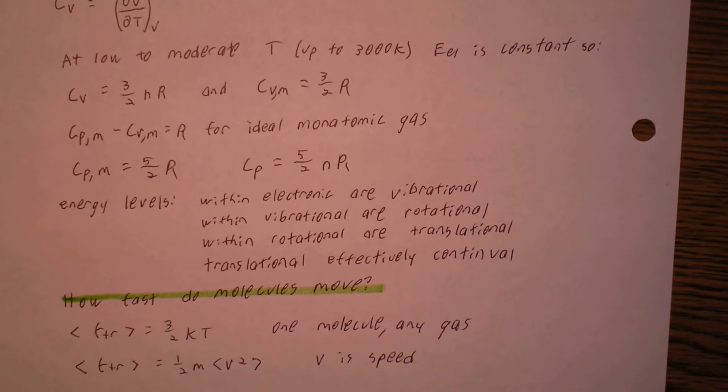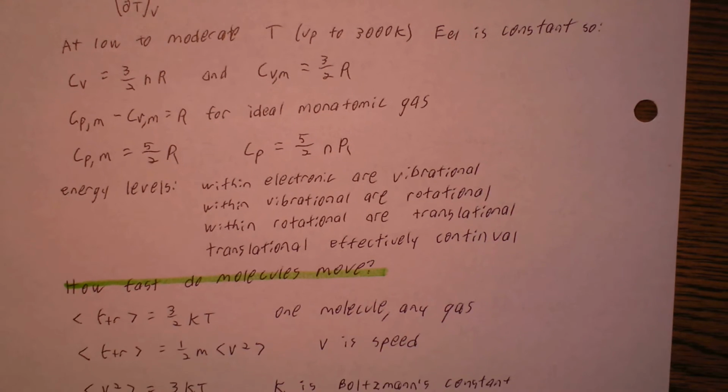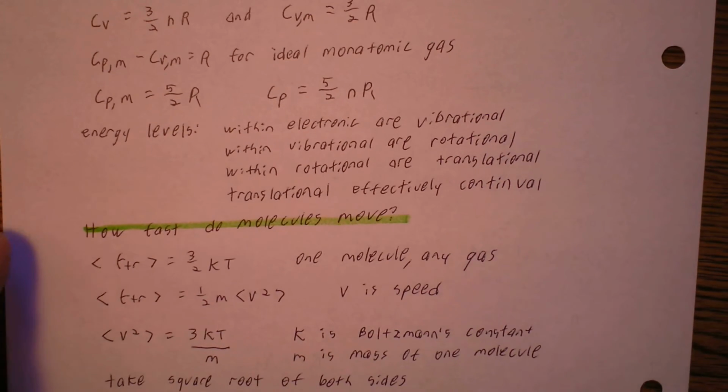Now as far as how much energy they hold, electronic energy levels are big, and within those there are the vibrational energies, and then within those there are rotational energies, and within rotational there are translational. And you can have so many different translational energies that it's effectively a continuum. We'll talk about that when we get to quantum mechanics.